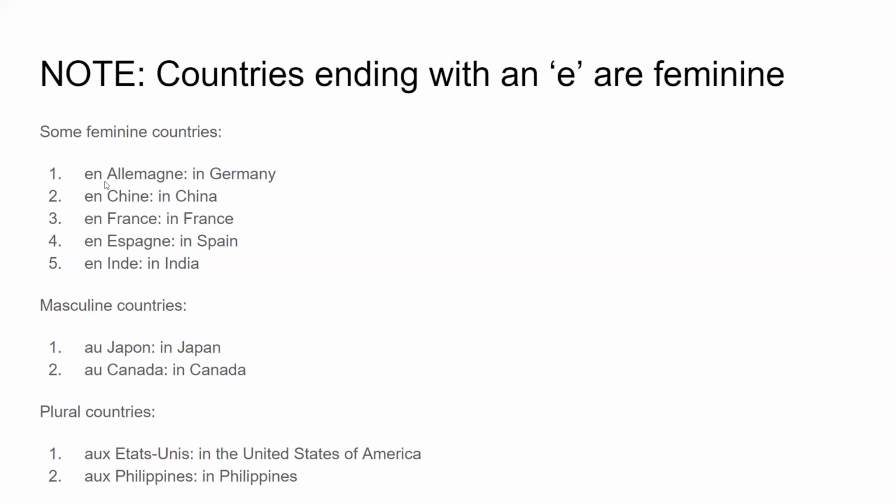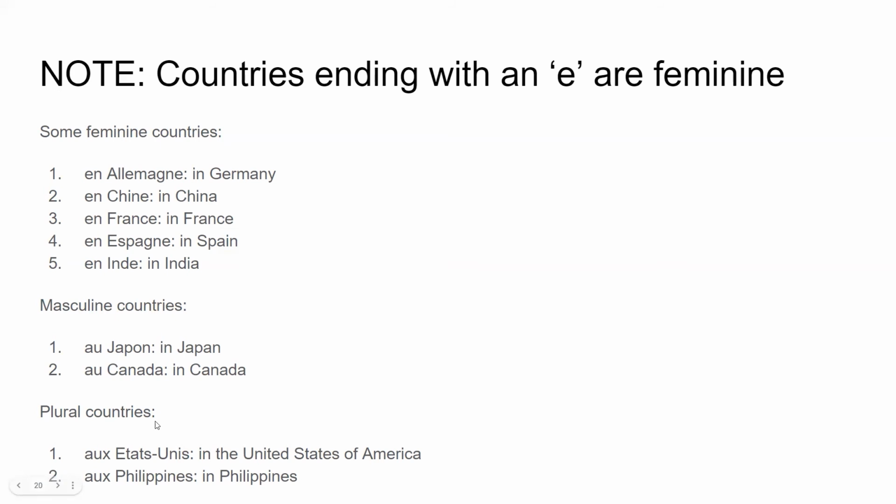Note that the countries which begin with a vowel are preceded with en, whereas the countries which begin with a consonant, like Chine and France, are preceded with en. We do not pronounce the N here. On the other hand, masculine countries are those which do not end with an E. For example, au Japon, which means in Japan, or au Canada, which means in Canada.